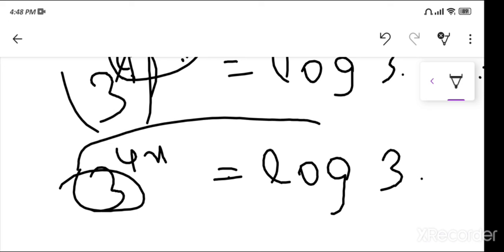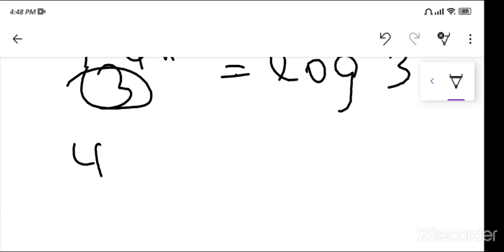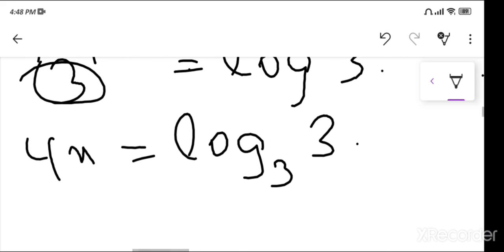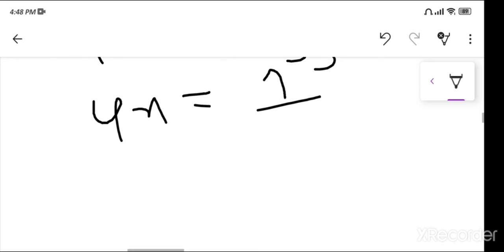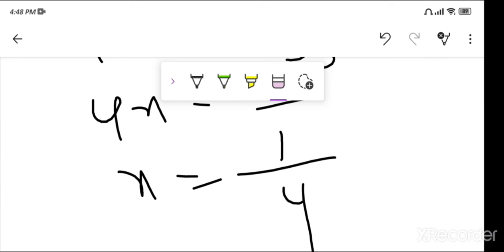Now take 3 that side. When you take the 3 that side, there's only 4x left here. And as I told you, when you take the value that side, it becomes the base. Log 3 to the base 3 becomes 1. And then 4x stays. When you take x, it will become 1 by 4. That's how you get the answer.